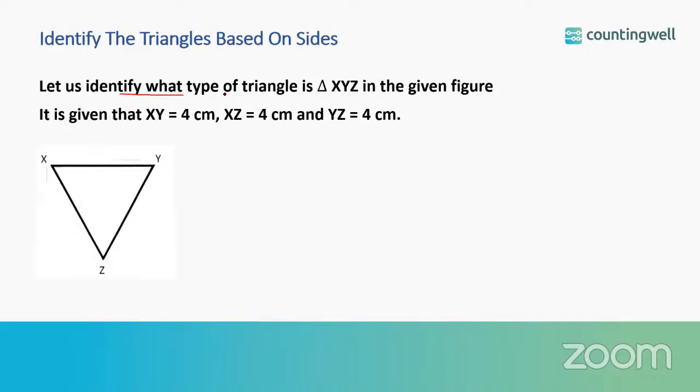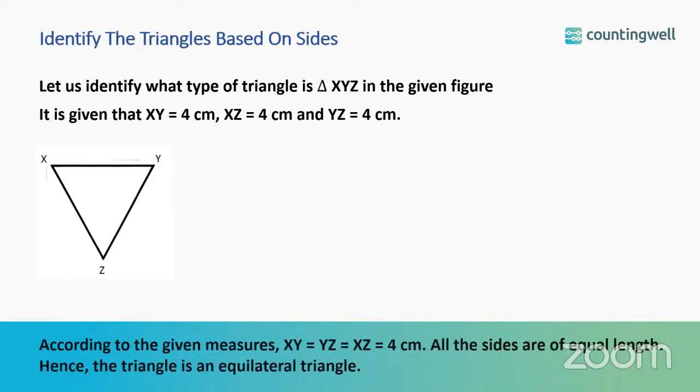Next, let us identify what type of triangle XYZ is, in which the measurements are XY is equal to 4 centimeter, XZ is equal to 4 centimeter, and YZ is equal to 4 centimeter. What this means, all the three sides have equal length. Hence, according to the measures, all the sides are of equal length. Hence, the triangle is nothing but an equilateral triangle.